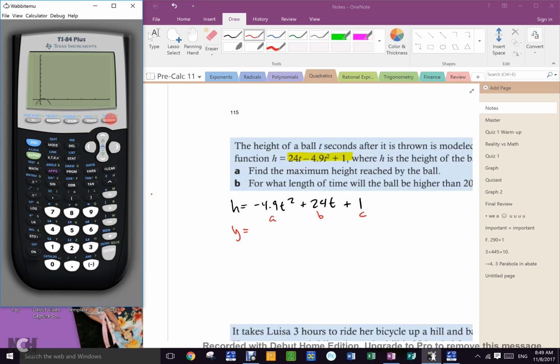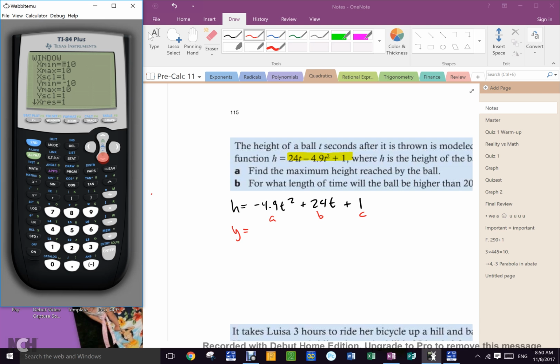Right? So what's the quickest way to get back to a nice regular window? Who remembers? Zoom 6. Oh, yuck. That didn't help either. Did it? So now we got to figure it out, right? Where do I need more space on this graph? Up or down? Up. So I need to change my window for more up.